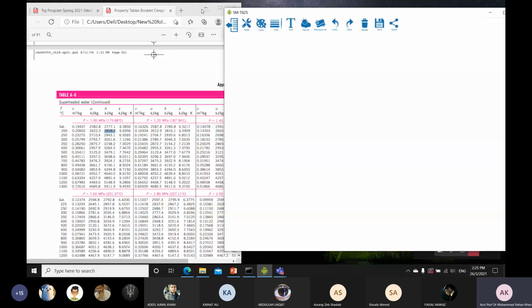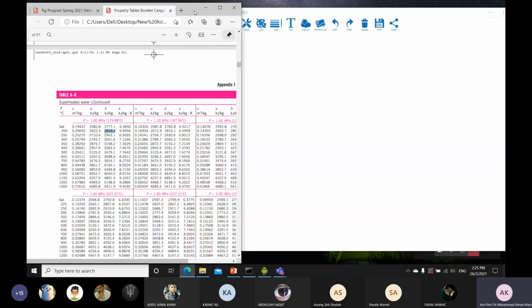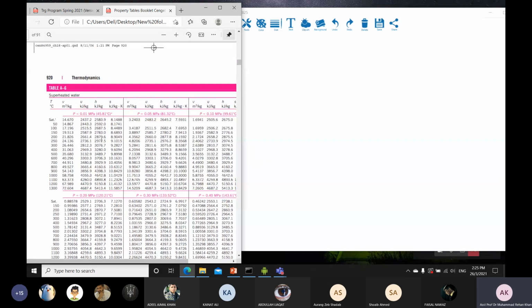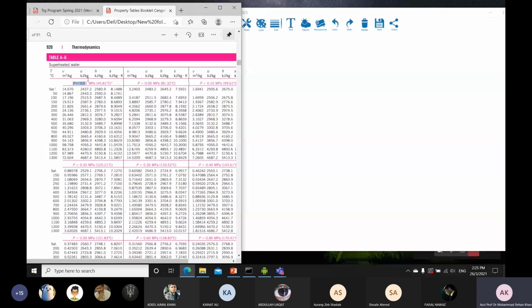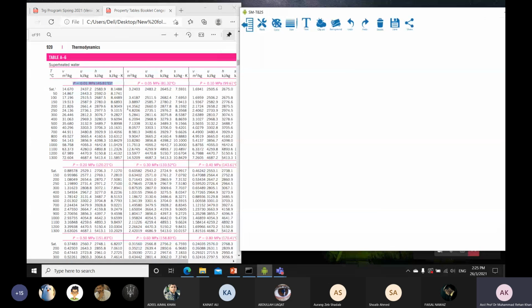This is your thermodynamic table. We have to go to 10 kilopascal, and it is a superheated one. You can notice that P is equal to 0.01 megapascal, and when you convert it into kilopascal, you get 10 kilopascal. So this is our pressure range, and we already know that the enthalpy value is 2664.8.